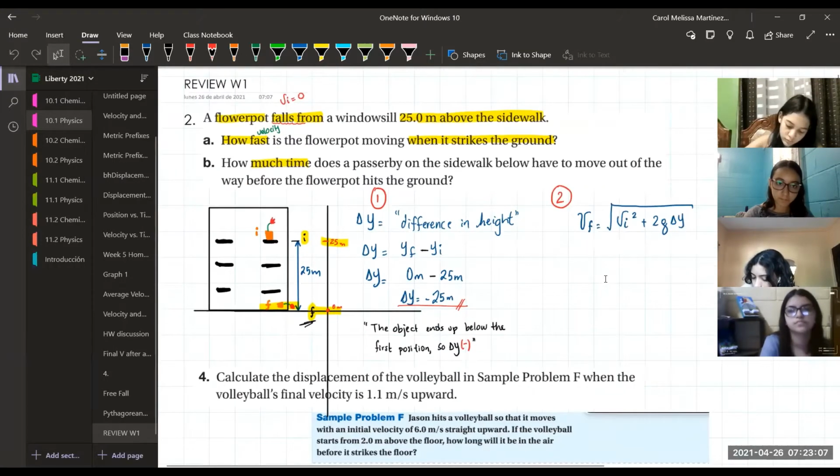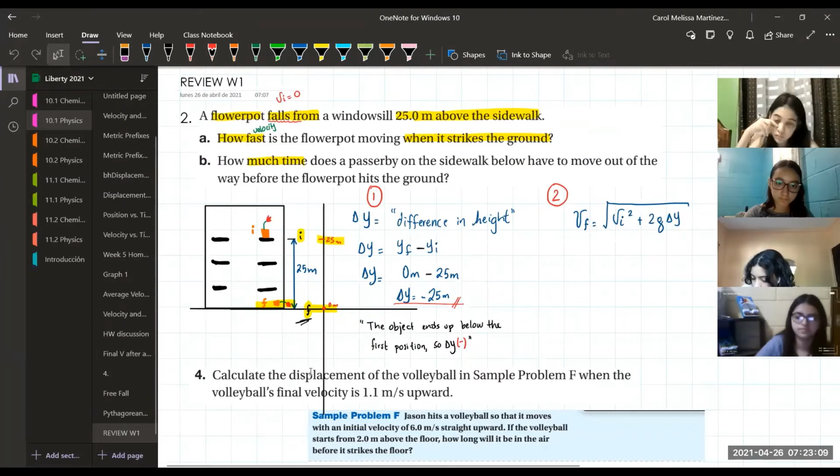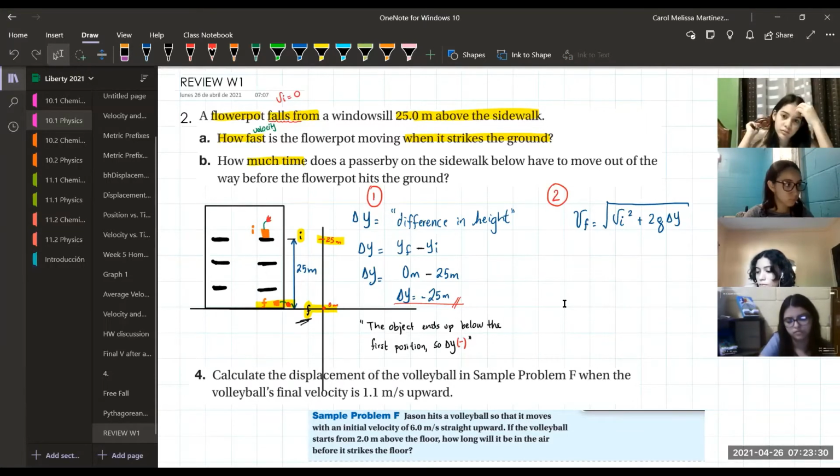This formula, guys, I know that sometimes you don't know what to do because you say, I don't know what formula I have to use. That's one of the most common questions in physics. Miss, how do you know what formula to use? Here is very simple. The problem doesn't give me time, and this is the most useful formula because it doesn't have time.